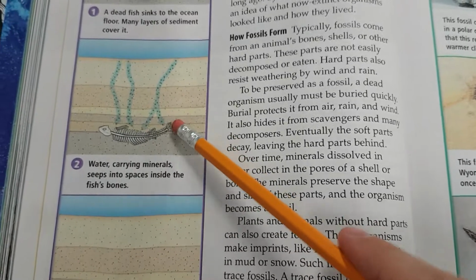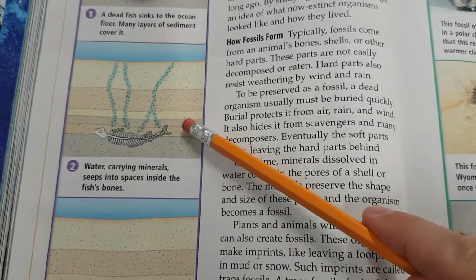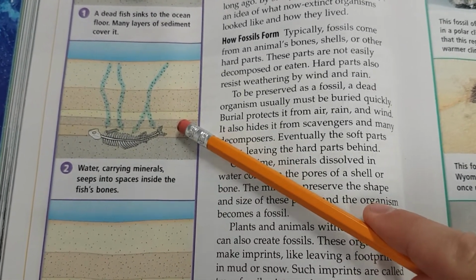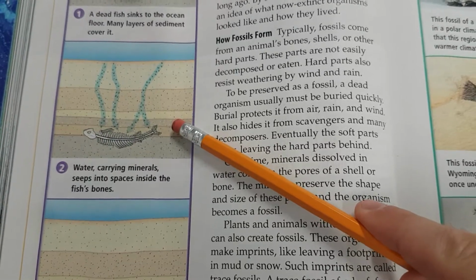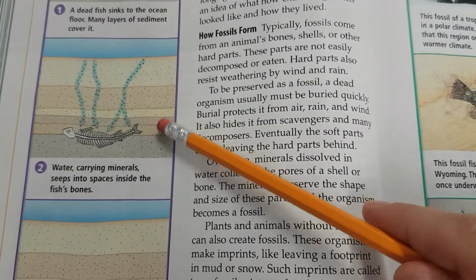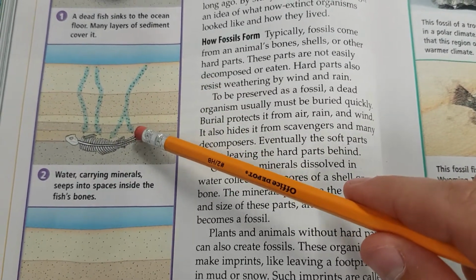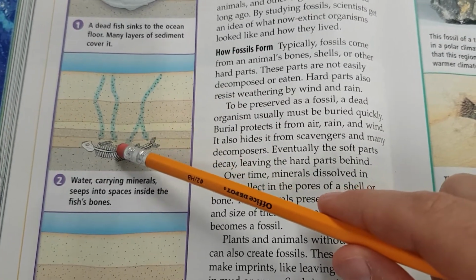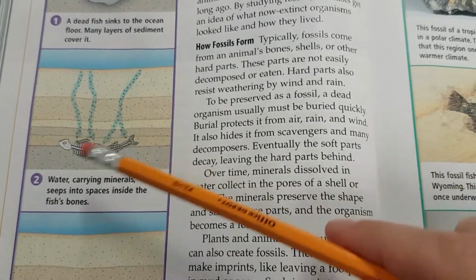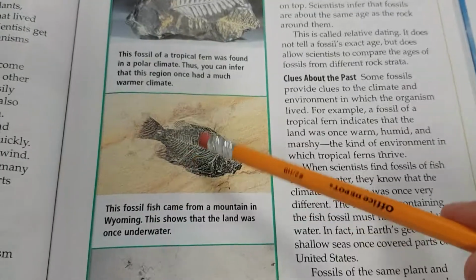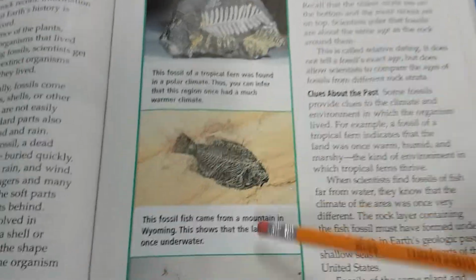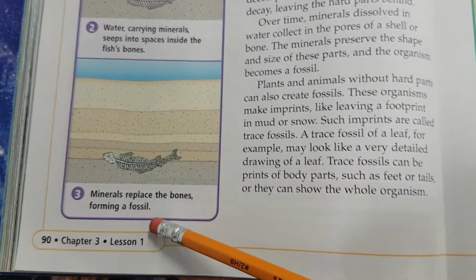So this is kind of like how caves form. Remember how we had water that was a little bit acidic could erode certain types of rock and leave behind a cave? Well, in this case, water that has certain types of minerals, the minerals will kind of swap out and replace the bones, and you'll end up with the minerals in a different color or a different type of rock. Minerals replace the bones, forming a fossil.